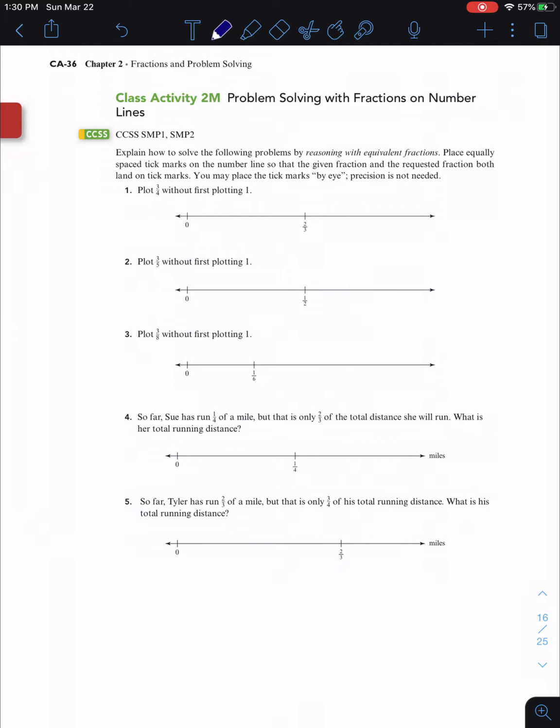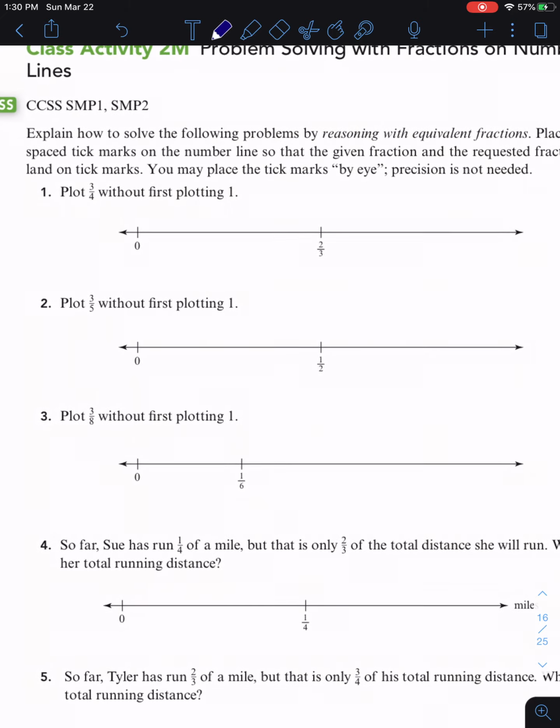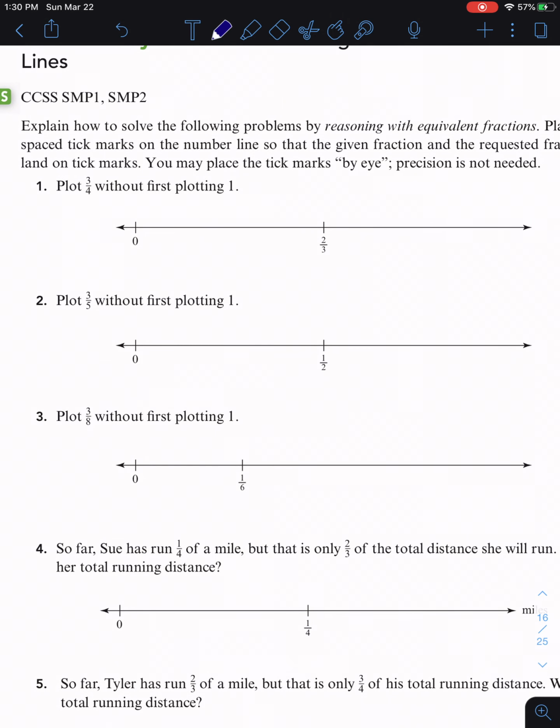All right, so class activity 2M is not one that's a core activity, but I would like to go through the solutions here just so that we have seen how this kind of thinking can be used on the number line. So for example, we're given a number line in question 1, and we're asked to plot 3/4 without first plotting 1.